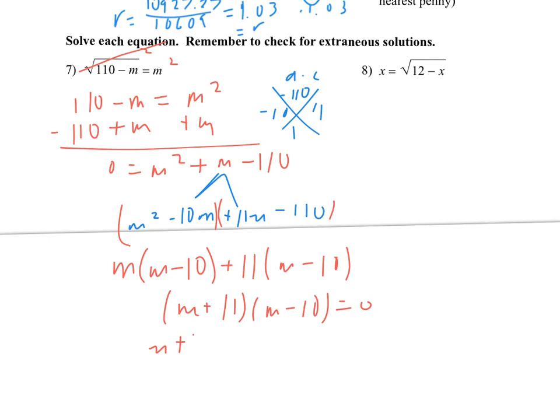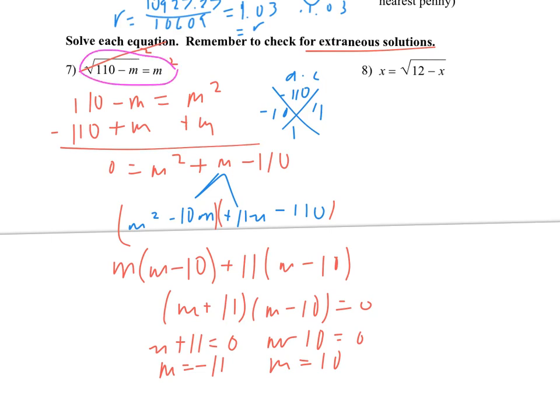So that means that each of these individually equals 0. So m would equal negative 11, and then m would equal positive 10. But I do have to check these for extraneous solutions. So that means plugging them back into the original equation way back here.